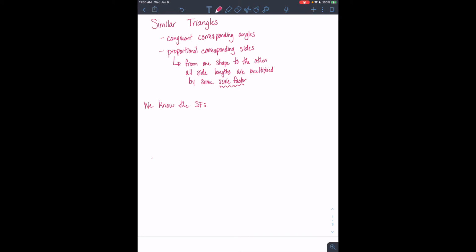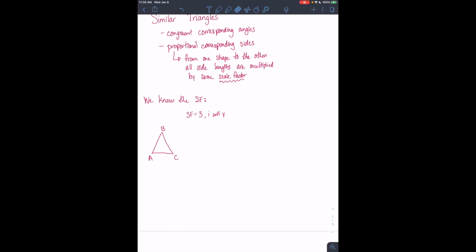So let's say, for example, I have a triangle here that I'm going to call ABC, and I know that I have a scale factor of 3, and my job is to identify the side lengths for triangle DEF, if we know that triangle ABC is in fact similar to triangle DEF.